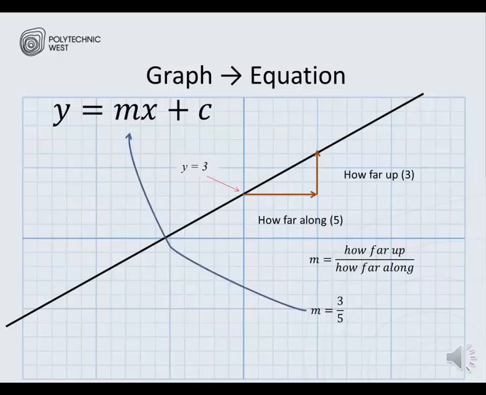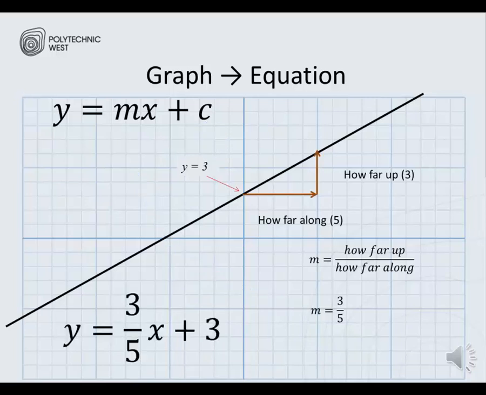The m is the slope, 3 over 5 in our case. The c is where it crosses the y-axis. In our case, that's 3. So in our case, the equation is y equals 3 over 5 x plus 3. You can check a couple of values and see that that does actually work very well.